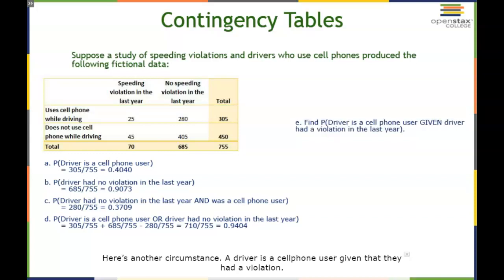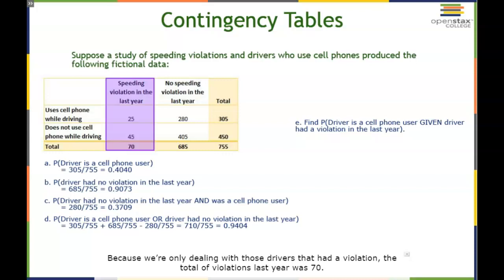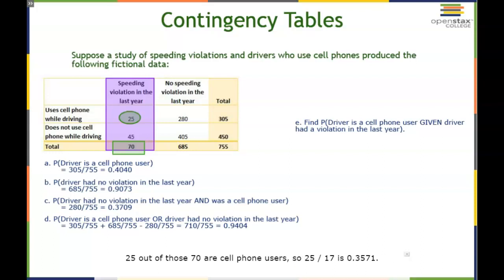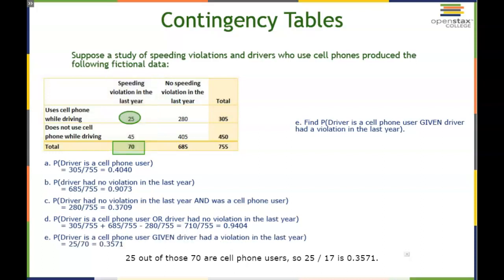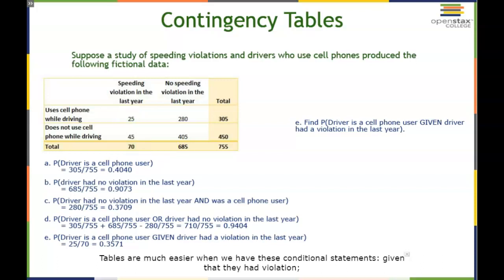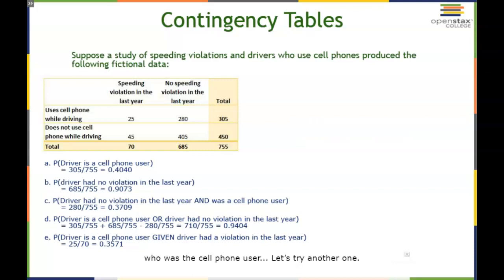Here's another circumstance. A driver is a cell phone user given that they had a violation. Because we're only dealing with those drivers that had a violation, the total of violations last year was 70. We're only talking about those 70 people. How many of those 70 people are cell phone users? 25 out of those 70 are cell phone users. So 25 divided by 70 is 0.3571. Tables are much easier when we have these conditional statements. Given that they had a violation, who's the cell phone user?